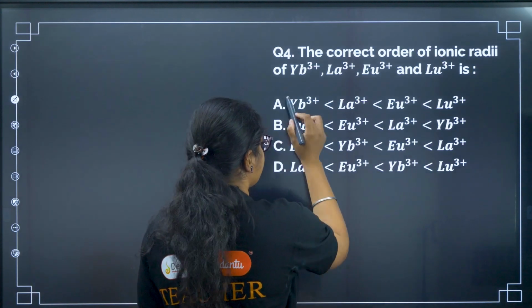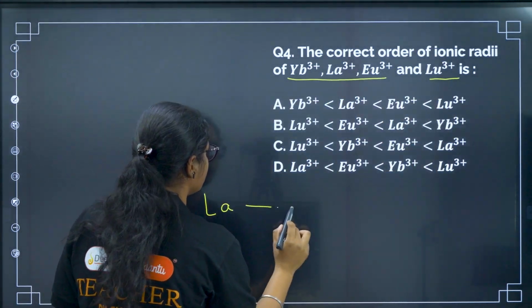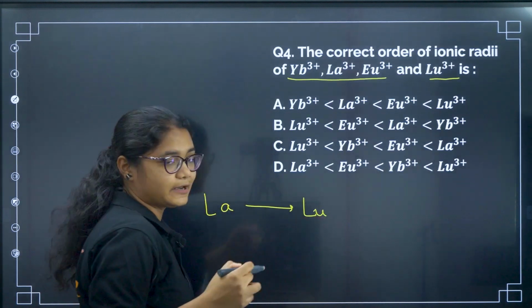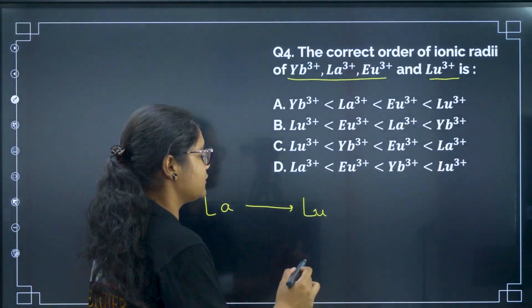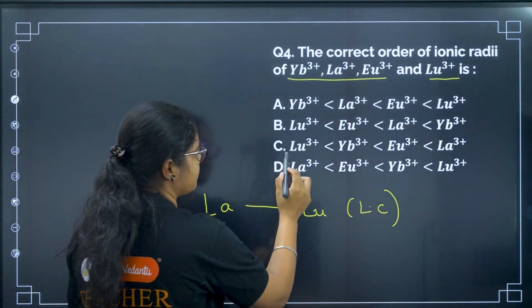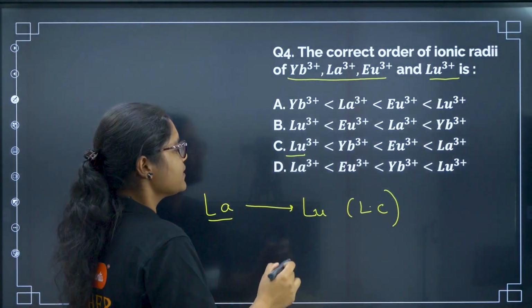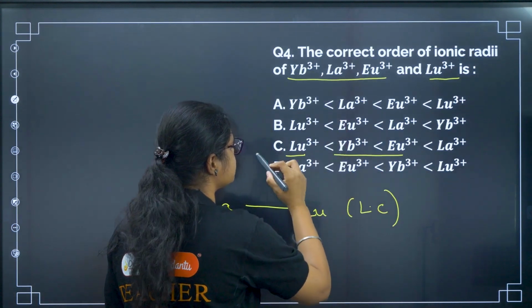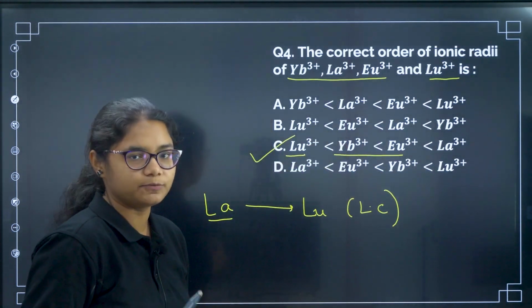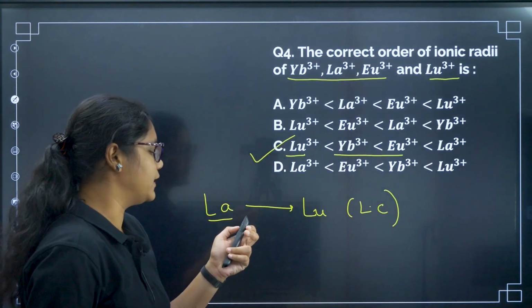Next, the correct order of ionic radii is given. From lanthanum to lutetium, the ionic radii keep on decreasing. The reason for this is lanthanide contraction. So the smallest size will definitely be of lutetium and the largest one will be lanthanum. Even if you don't know about this, from the options you can see the correct answer is option C. Lutetium will be smallest and lanthanum size will be bigger.